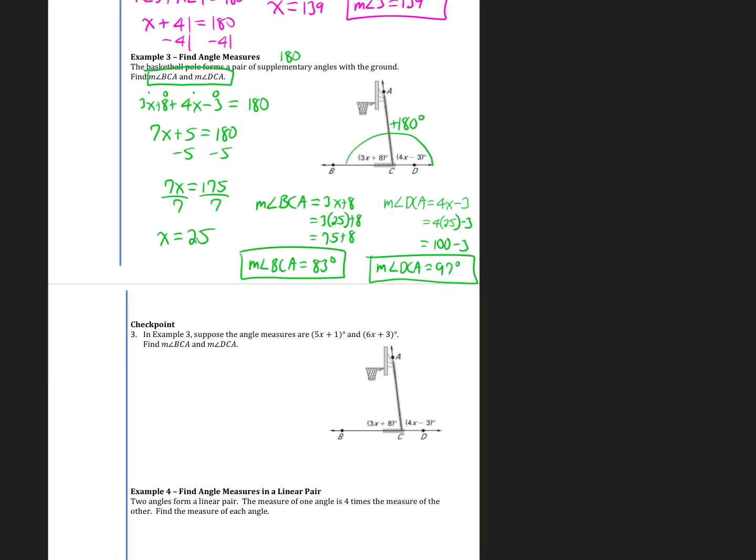If you want to try checkpoint 3, it's basically the same thing, except we're replacing the angles. This angle we're replacing with 5x plus 1. And this angle we're replacing with 6x plus 3. If you'd like to try the same problem, but with different numbers, give it a try.